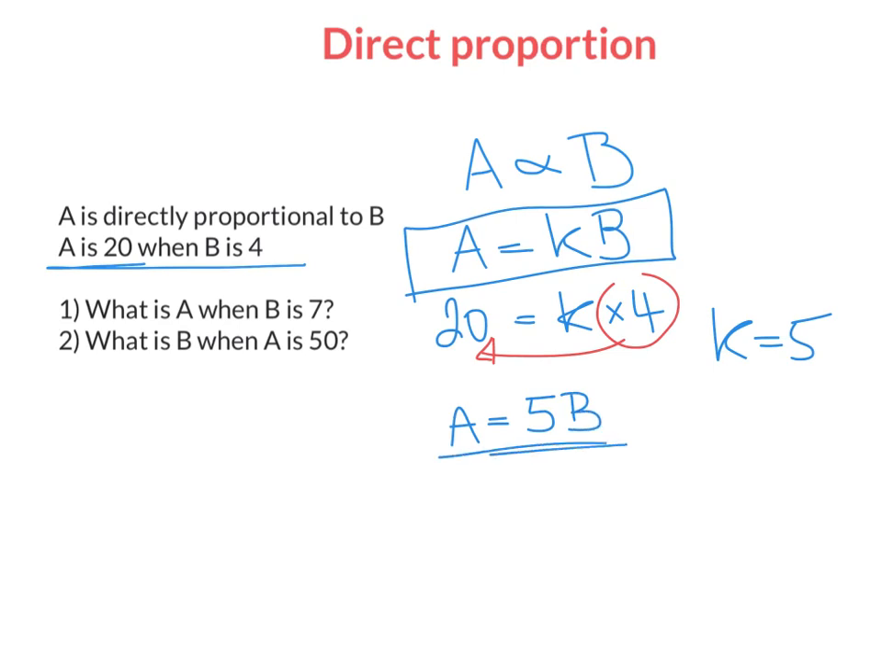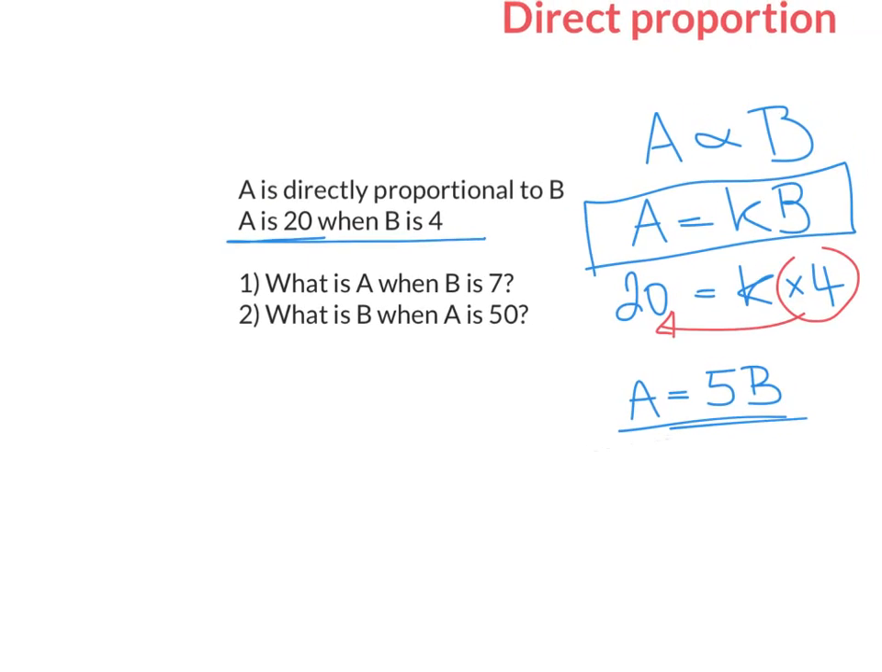And I'm going to use that now to answer these two questions, question 1 and 2. Okay? So what is A when B is 7? Well, A equals 5B. So if B is 7, A equals 5 times 7, which is 35. And there's question 1 done.